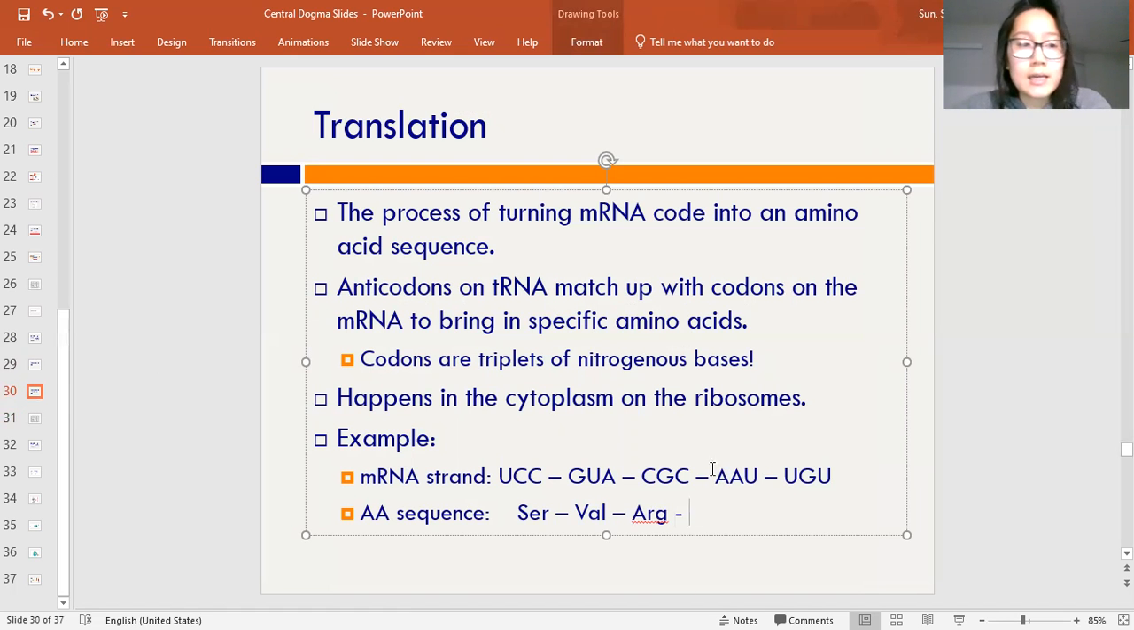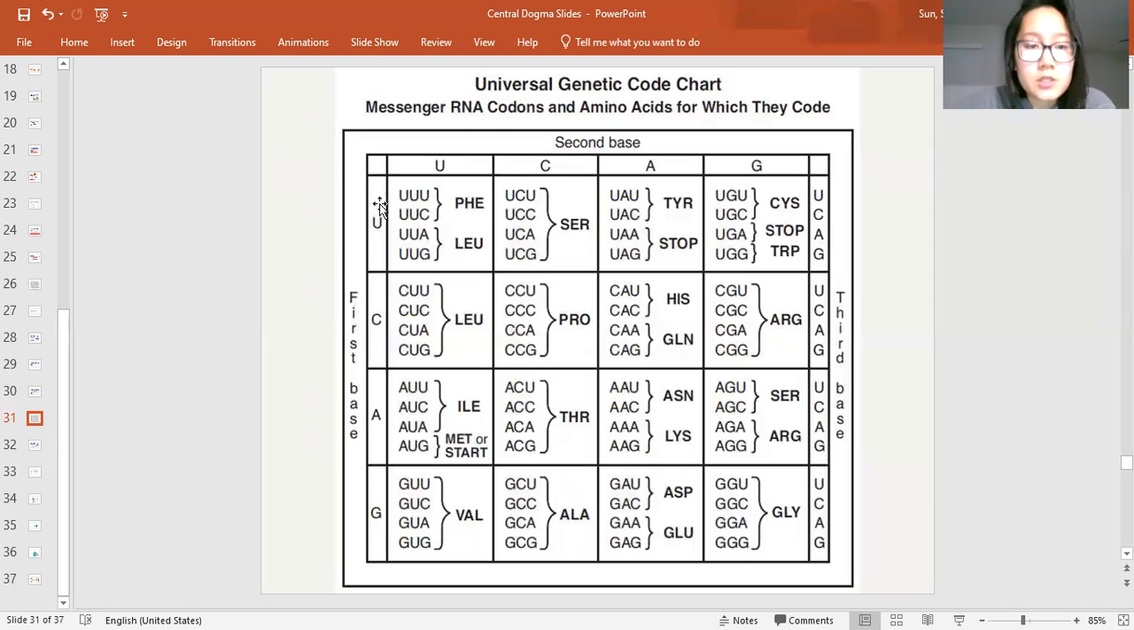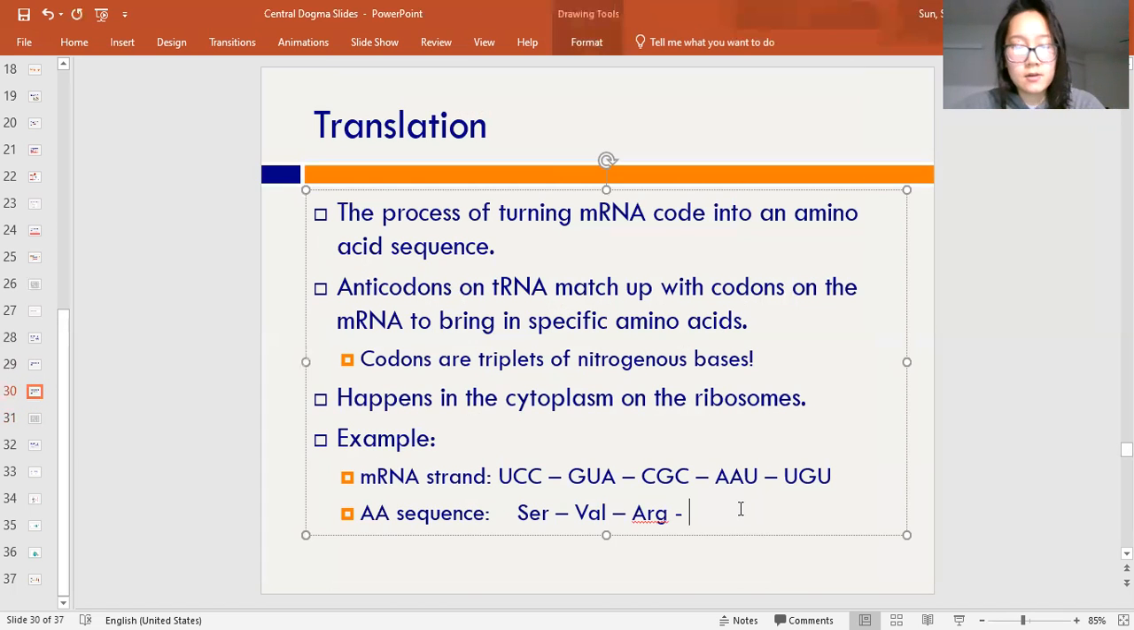Now, the next one we're going to look at is AAU. So our first base is an A. Our second base is also an A. So we're going to be in this box. And AAU is represented in shorthand by ASN. So we're going to write an ASN.